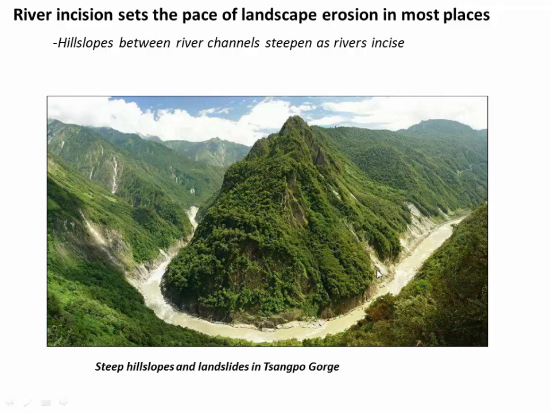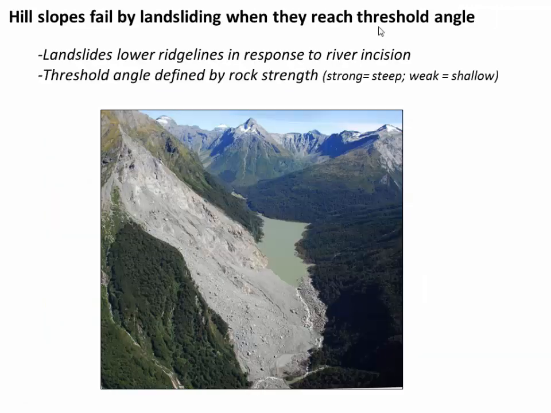And what we start to see are landslides. Notice all these landslide scars along the slopes of the Sangpo Gorge. So on average, as these hill slopes become steeper, they tend to fail by landsliding when they reach their threshold angle, okay? And the threshold angle is essentially defined by rock strength. Stronger rock materials like granite can sustain very steep hill slopes before they fail by a landslide, whereas weak materials like shale, for example, can only sustain very shallow hill slopes before they fail by landsliding.